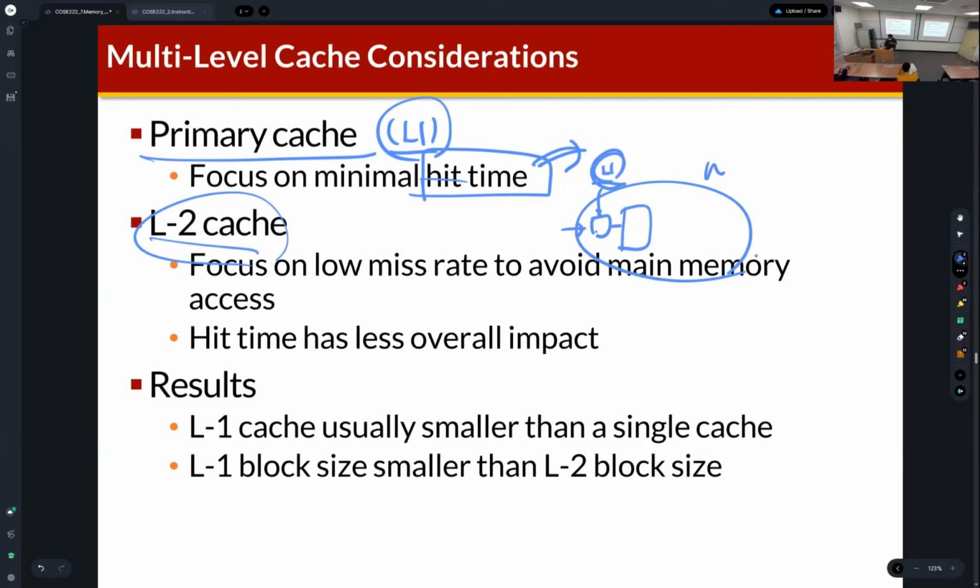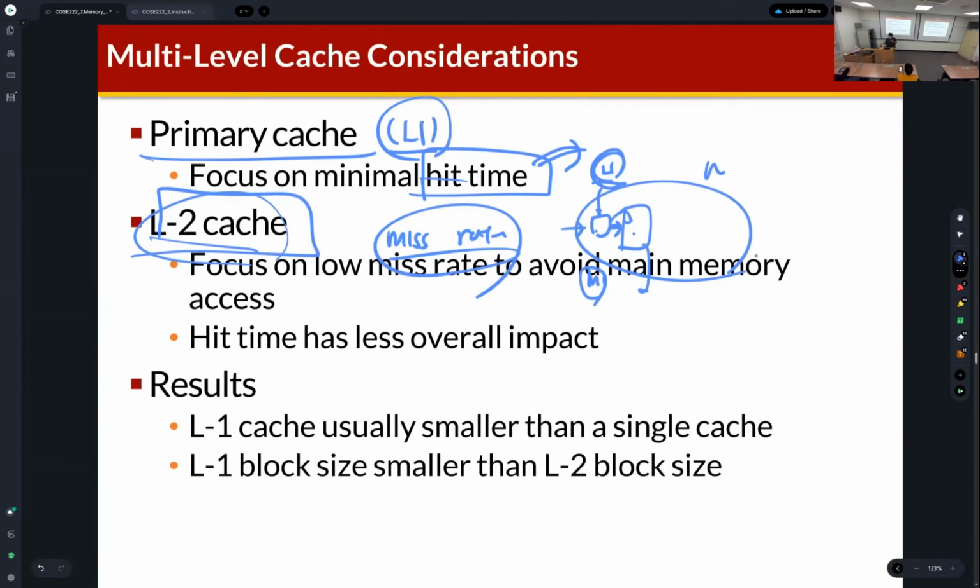Okay, and then for the miss cases, this request is given to L2. So actually, when we design the low level cache, we focus on the miss rate. Okay, we try to reduce the miss rate using this low level cache.